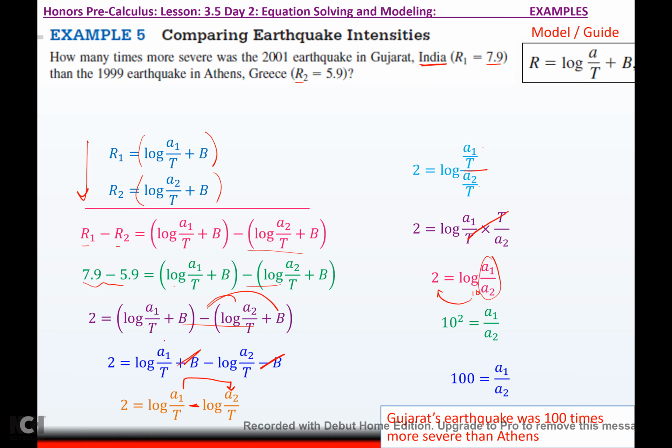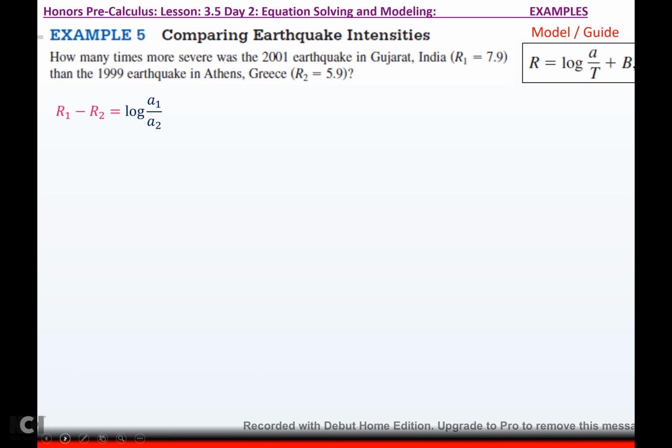I could have figured out these values and plugged them all in and done all the math, but I don't care what this is. This is always going to happen. It's always going to simplify down to basically this. So all you have to remember is that when you're comparing two different earthquakes, subtract their Richters, and that's going to be equivalent to log base 10 of A sub 1 divided by A sub 2. And what that means is the 10 moves over, so I end up with 10 to the difference in the Richters as my comparison.